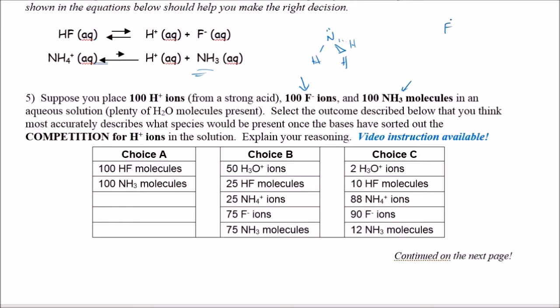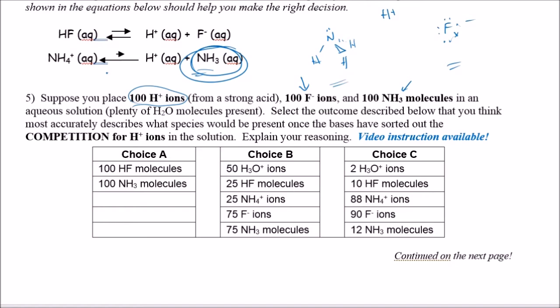And then you have F minus, which has 8 electrons. One extra one, so it's F minus. These are both bases. You throw in the H plus ions. Where do they go? They will tend to go to the strongest base. So you want to compare which is the better base, NH3 or F minus. Should recognize NH3 is the better base.